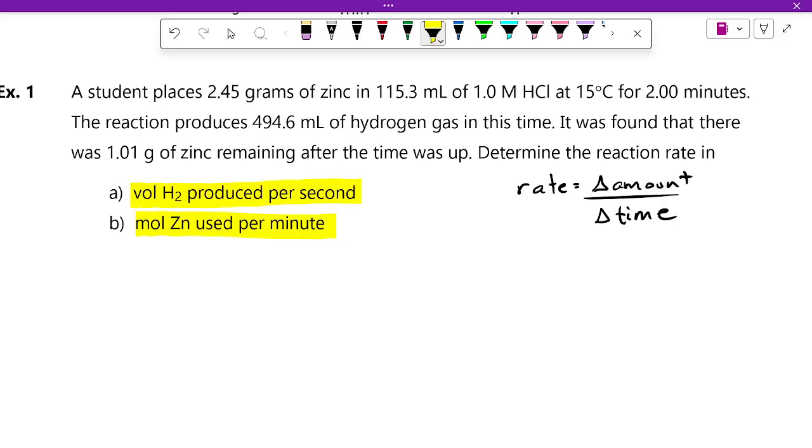Right. Okay, so you want to put the change in amount over the change in time. So in this case, you want the change in amount over the change of the time. So let's find the volume of H2. It is indeed. Okay, so we've got that's our volume. And that is our time. So see that? Yeah, cool.